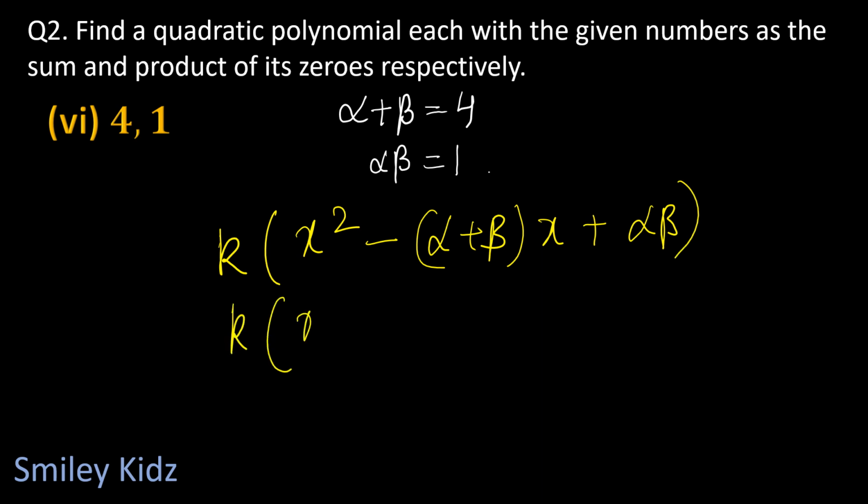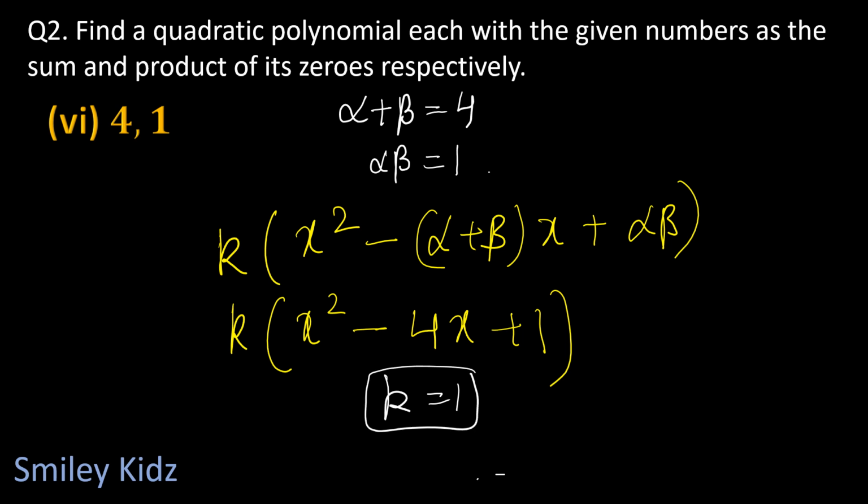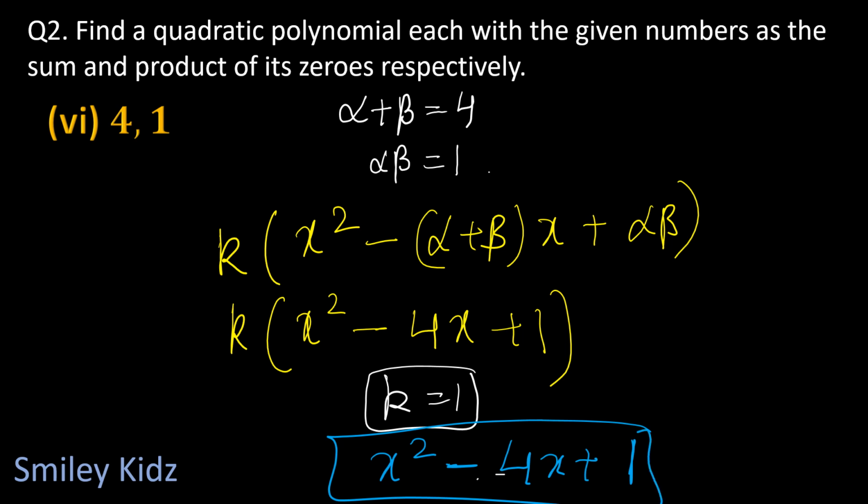Again, substitute the values of alpha plus beta and alpha beta. So we get x square minus 4x plus 1. And in this particular expression, since I have no denominator, I'm going to let k be equal to 1. So my required quadratic polynomial turns out to be x square minus 4x plus 1. This is going to be my quadratic polynomial.